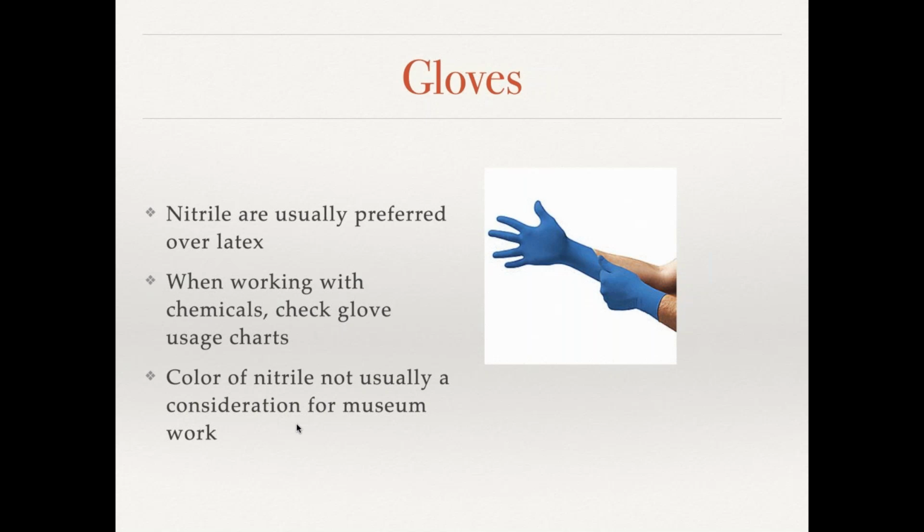If you are dealing with chemicals, you want to check charts to make sure that the kind of glove you are using is safe to use with that chemical. You don't want to use a chemical that will dissolve your glove. And when you take them off, don't touch them. You kind of pull them over your hand inside out and wrap them up together into a little ball, never touching the outside of them, and throw them away.